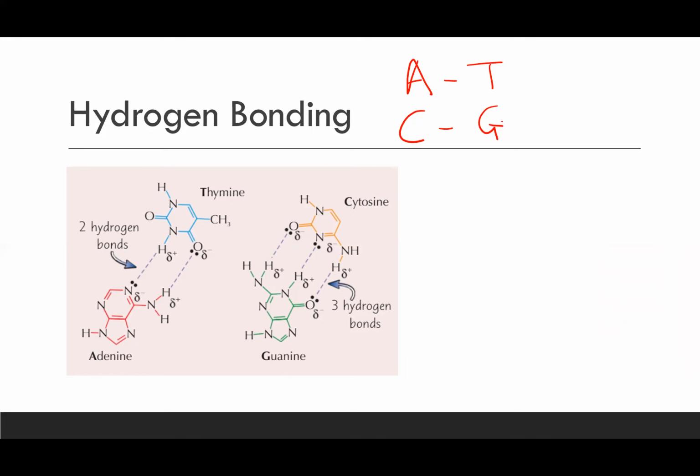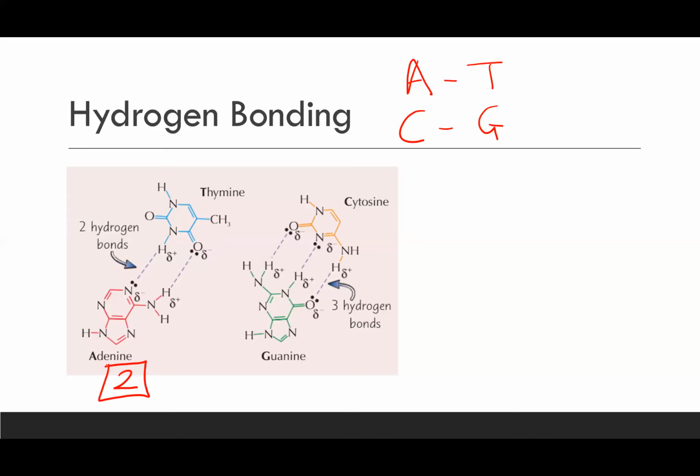So let's look at adenine and thymine. Adenine and thymine in this example have the right atoms in the right places to each form 2 hydrogen bonds. So we've got that positive hydrogen here bonding with that lone pair of electrons on that nitrogen atom over here. And then we've got the positive hydrogen here bonding with the lone pair of electrons on the oxygen over there. So they can pair up, and we have 2 hydrogen bonds forming between adenine and thymine.